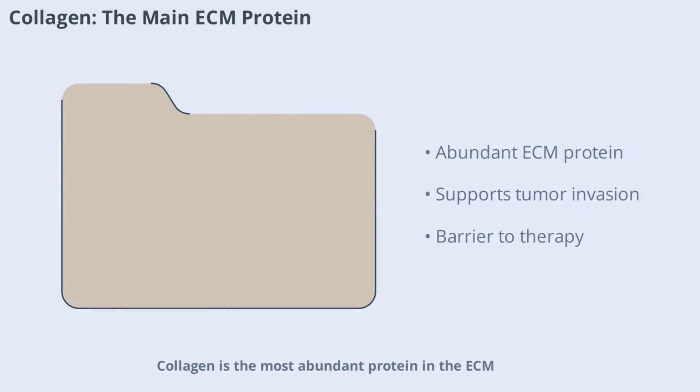Collagen is the most abundant protein in the ECM and plays a central role in maintaining tissue structure. In tumors, collagen fibers can become densely packed and aligned, creating tracks that cancer cells use to invade surrounding tissues.